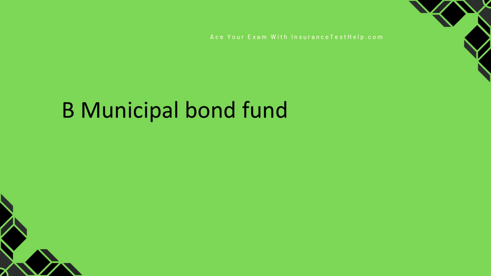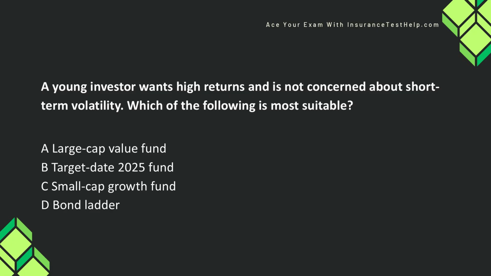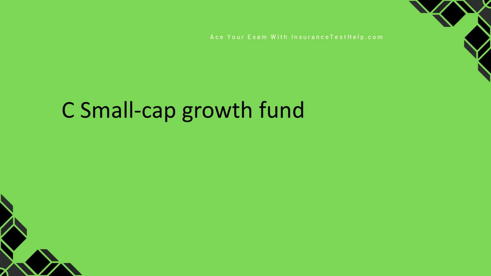A young investor wants high returns and is not concerned about short-term volatility. Which of the following is most suitable? A, large cap value fund, B, target date 2025 fund, C, small cap growth fund, or D, bond ladder. So correct answer here is going to be small cap growth fund. He is not concerned about volatility. He's very young, got a really long time horizon, looking for growth. So he has a high risk tolerance because he doesn't care about volatility. And so you're going to pick one that matches him. So in his case, it's going to be C, the small cap growth fund.